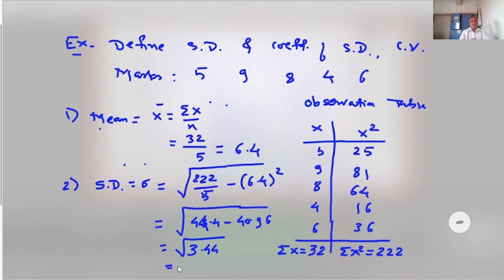In such a way we compute the standard deviation for the given data and substitute in the formula of the coefficient of variation. The third calculation is about the coefficient of variation. Its formula is sigma divided by x bar into 100. Substitute sigma, which is the square root of this value, and mean 6.4, multiplied by 100, and we get the coefficient of variation.